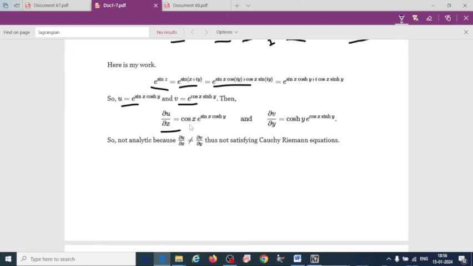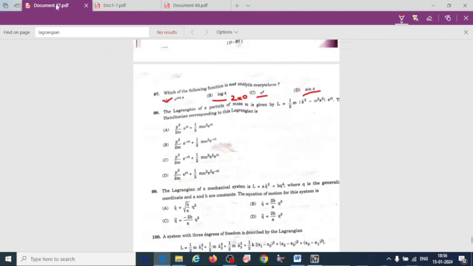In terms of cos x e to the power sin x cos hy, and dou v by dou y is what? Cos hy e to the power cos x sin hy. If we compare these two, they are not equal. They are not satisfying the Cauchy-Riemann equation. That's why option A is going to be correct.